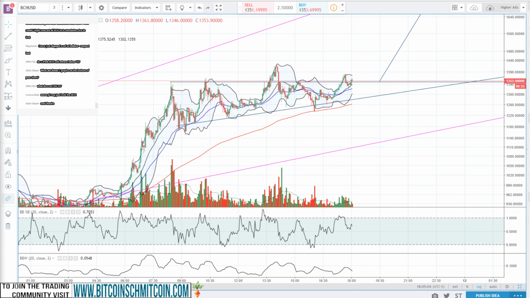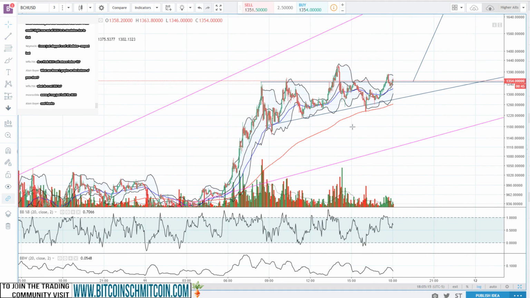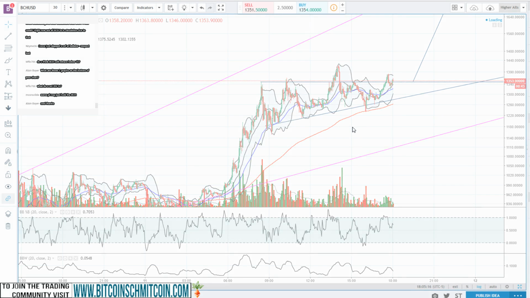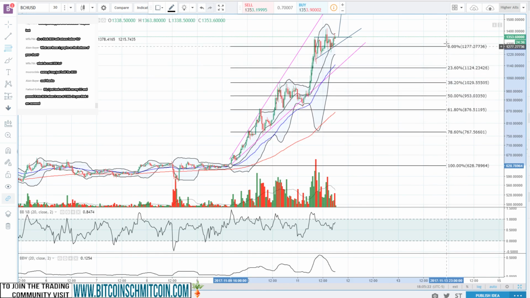Do you think BCH will retrace below 1K? I think it's totally possible BCH will retrace below 1K, especially if we do a macro 38% retracement. If we look at the 30 minute, I wouldn't be shocked to see a retracement below 1K at some point.